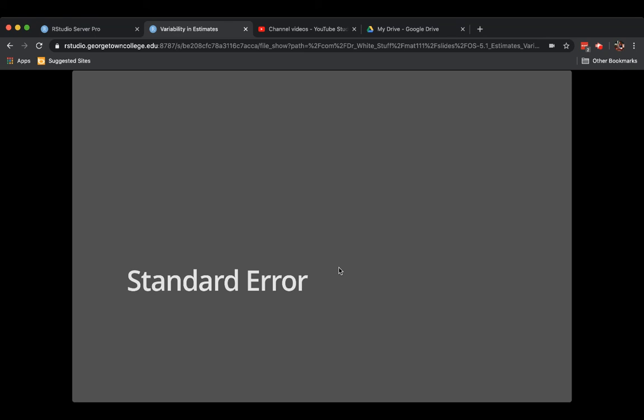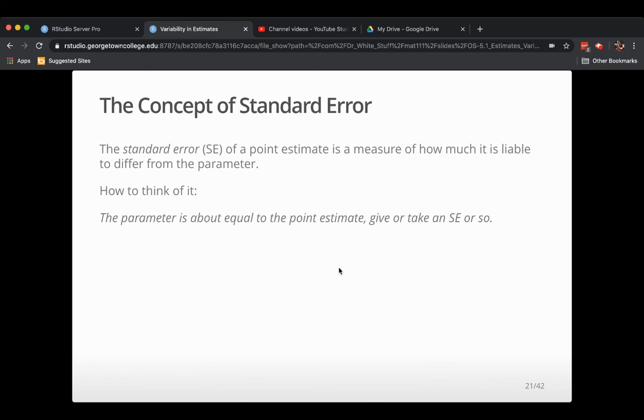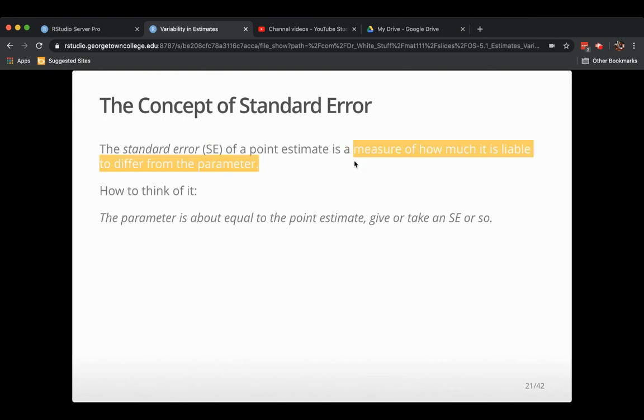That's what we call a standard error, and let's study these. So any point estimate, sample mean, sample proportion, sample median, all these other types of estimators that try to estimate parameters in a population, they are all going to have what we call a standard error, SE for short. Standard error for a point estimate is a measure of how much it's liable to differ from the parameter.